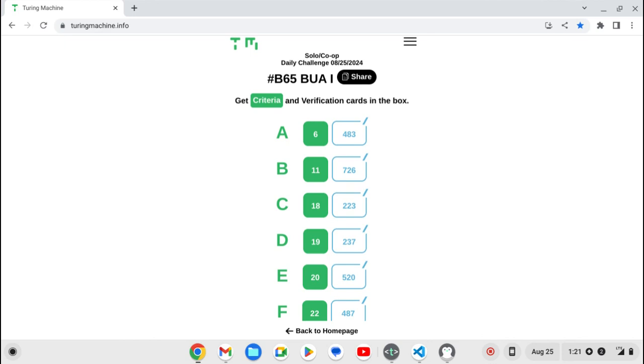Today's puzzle uses the following 6 criteria cards. Criteria card 6, 11, 18, 19, 20, and 22. And the puzzle uses the blue verification cards. The code above is your way to get more information on today's puzzle by searching the code on turingmachine.info. Let's go solve.